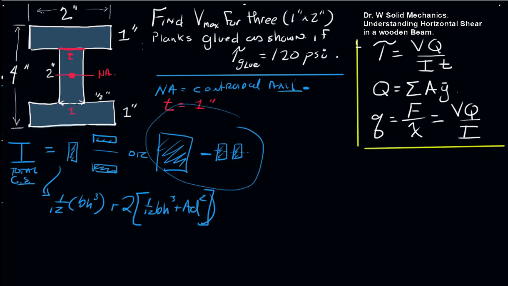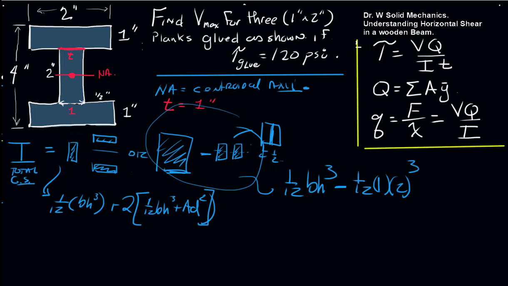Or if we wanted to use this method, it would be 1/12 BH cubed for the large rectangle minus the small rectangle, and since they have the same geometry about the neutral axis, we can treat them as one square, in fact. So 1/12 B would be 1 inch. That's a half plus a half times the height of 2 cubed, which I believe is easier to do as a subtraction rather than doing the full parallel axis theorem over here. So let me continue with this one.